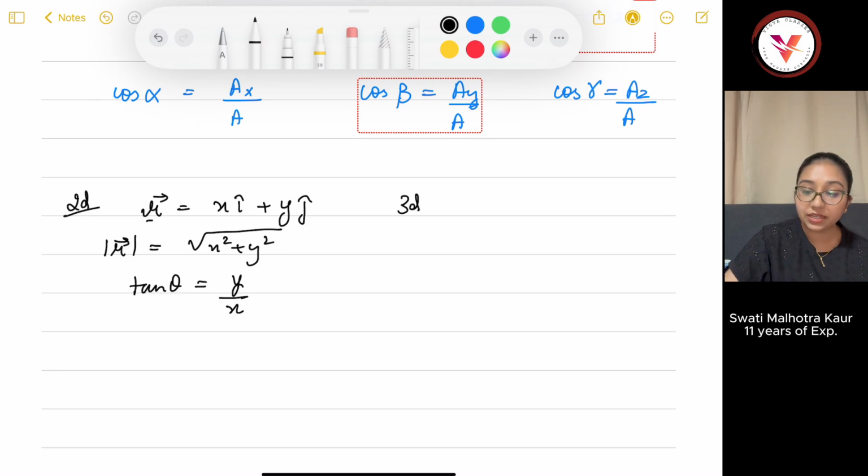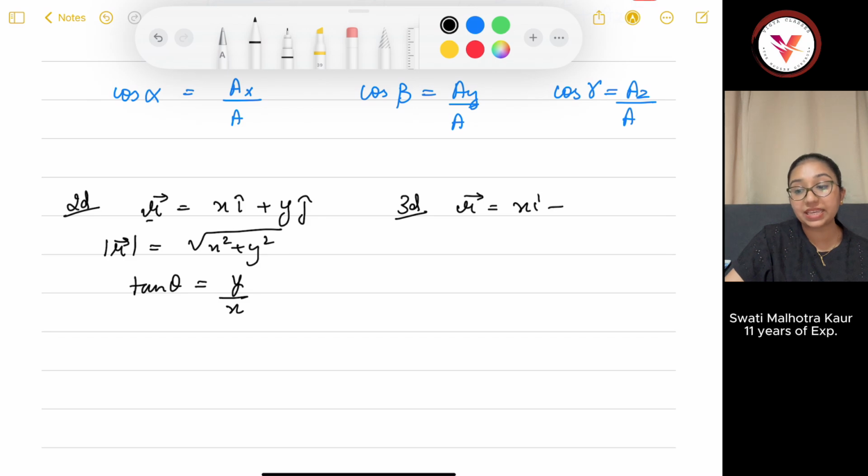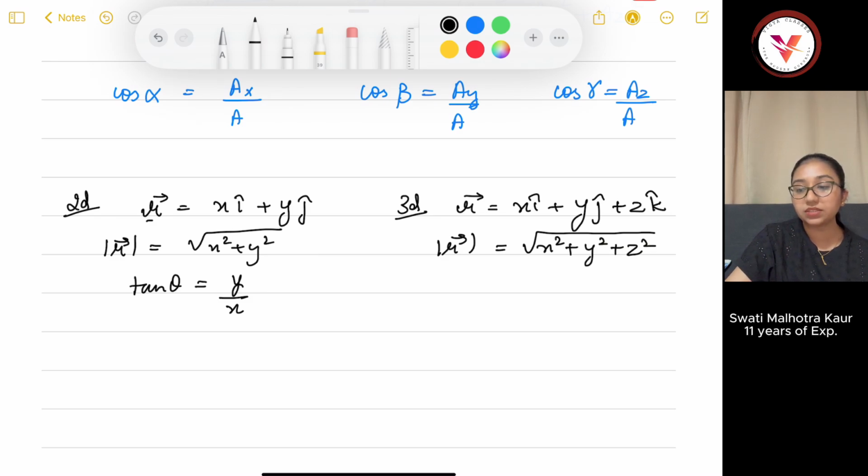And for 3D, your r vector, the position vector, can be written as x i cap plus y j cap plus z k cap. Its magnitude can be calculated by squaring all three variables, that is x square plus y square plus z square, and then your cos alpha can be written as x component by this magnitude.